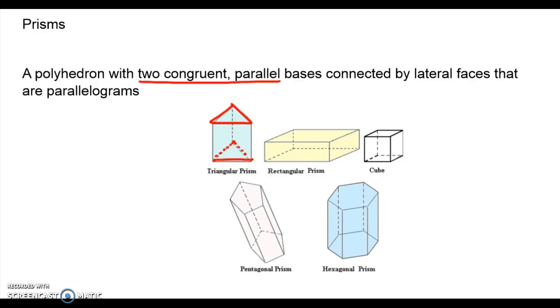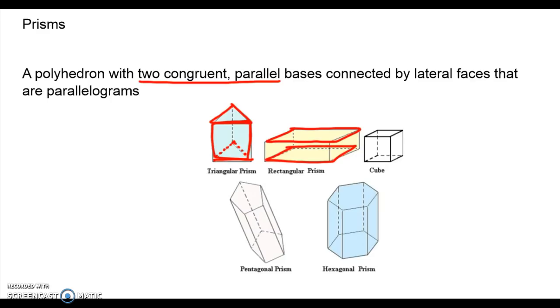So those would be the bases, and we would not call our rectangles here the bases because they're not parallel to each other. Same here, rectangular prisms are kind of unique because you can pick which of the rectangles are going to be your two congruent bases. In this case, we can just assume the top and the bottom will be our two bases.